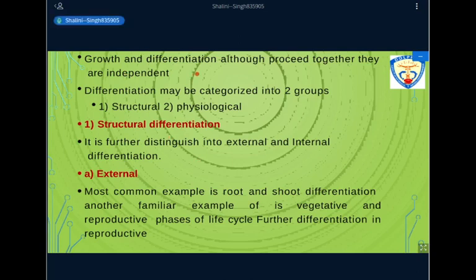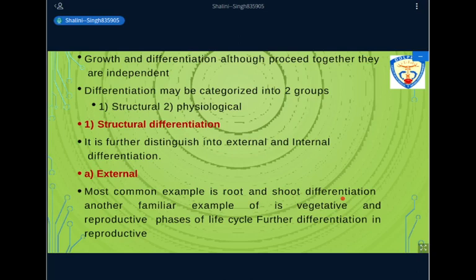So next, growth and differentiation, although they proceed together, are independent. Differentiation may be categorized into two groups. Either it may be structural or it may be physiological. So structural differentiation may again be of external type and internal type. External, the most common example is root and shoot differentiation.